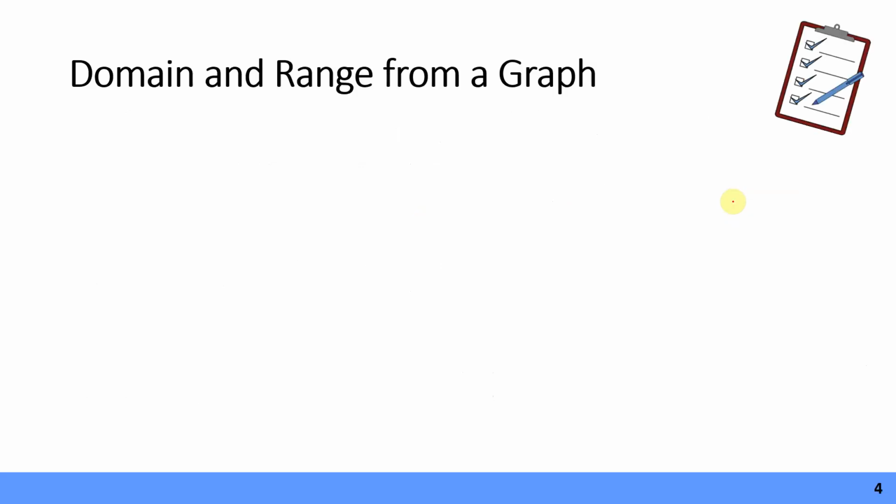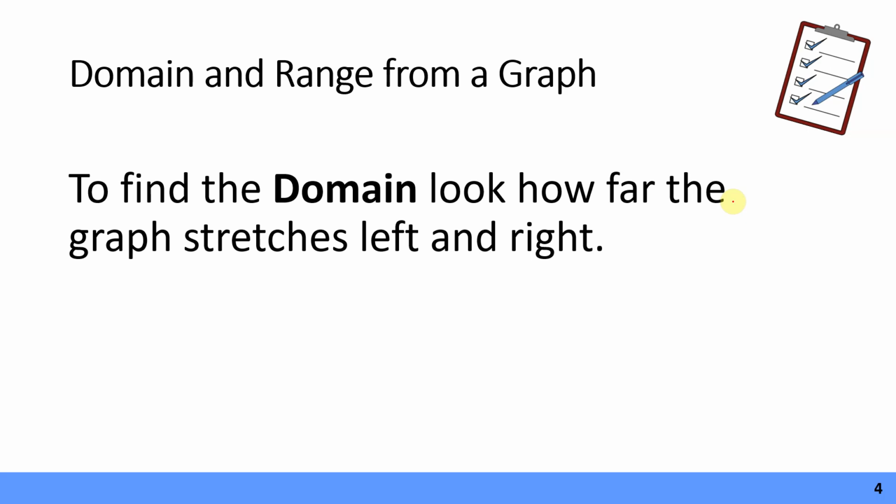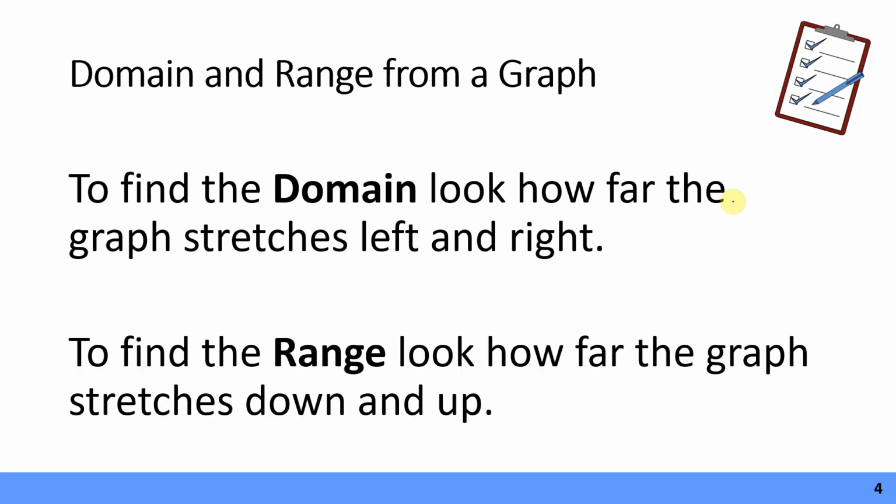Now, here comes the interesting part, and this is what you will be seeing a lot of. How in the world do I find the domain and the range if I'm just presented with a graph? So this is what you're going to do. To find the domain, you're just going to stare at the graph and check how far the graph stretches to the left and how far it stretches to the right. So domain is how far it goes from left to right. Now the range is going to be the same thing, but instead of left and right, it's going to be down and up. Again, this may make no sense yet, but we'll look at an example. So just remember, domain: how far does it stretch to the left and to the right? And range: how far does the graph go down and up?